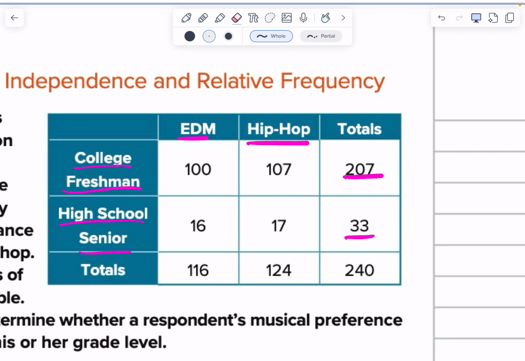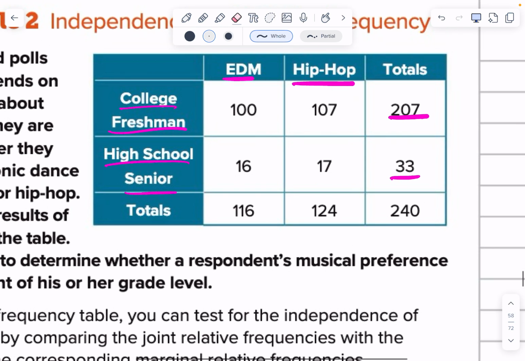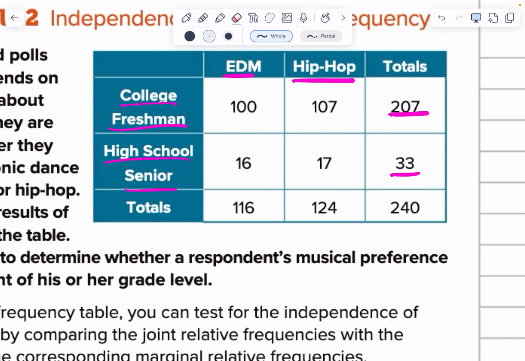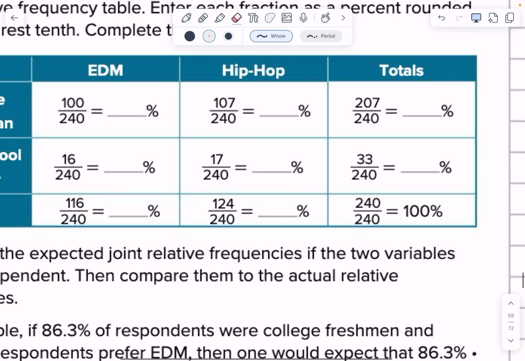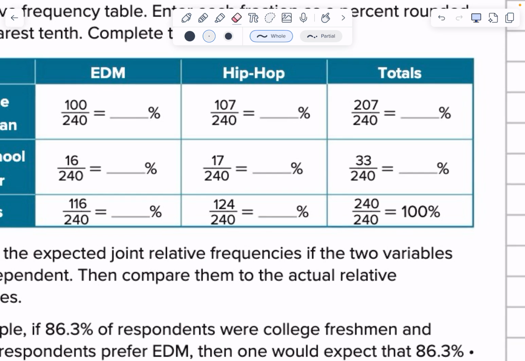Okay, here's how we figure this out. We go down and look at this table right here. This is just the numbers, the regular frequency table. Then we go down to the joint frequency table. Let's do the percentages again. What is 100 over 240, all of these?